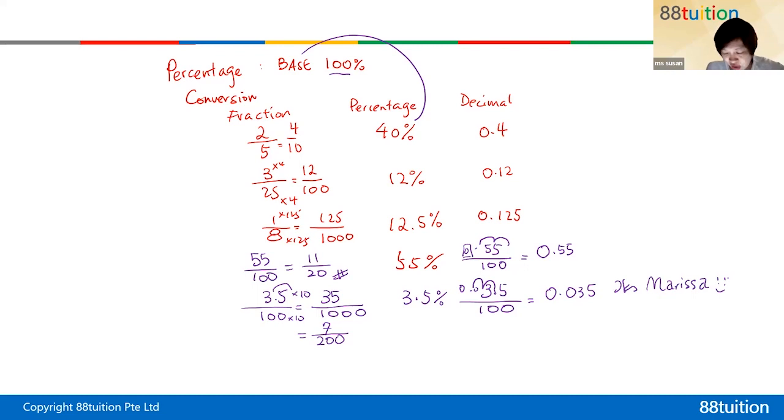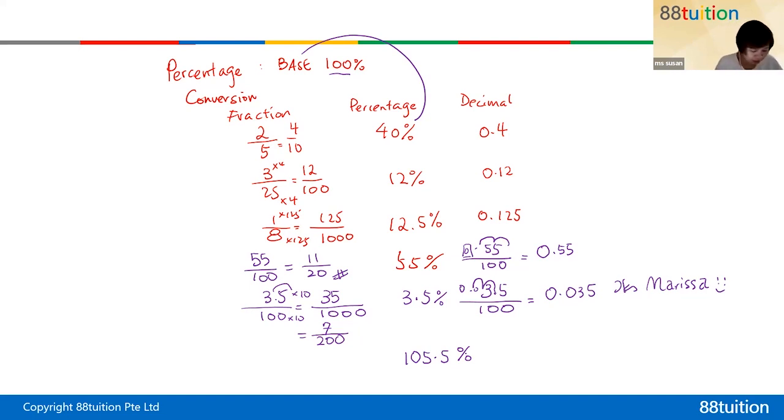Now, I have a question for everybody. Get ready to key in your answer. All right. Now, what happens if this is the last one? What happens if I have 105.5%? What can you understand from here? How are you going to change it to fractional?